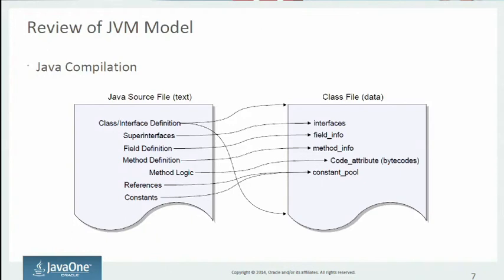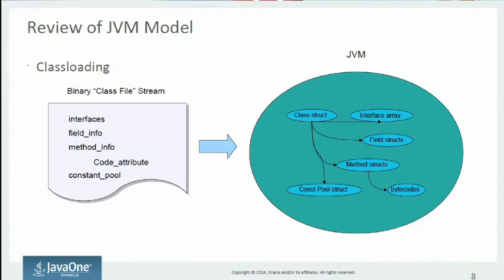Just suffice it to say that all of the pieces that are part of a typical Java program, class and interface definitions, super interfaces or implementation of interfaces, field definitions, method logic, and references where you reference external classes or external methods. Those all get stuffed into this class file in a rather compressed format. And again, that's the basic input to the JVM.